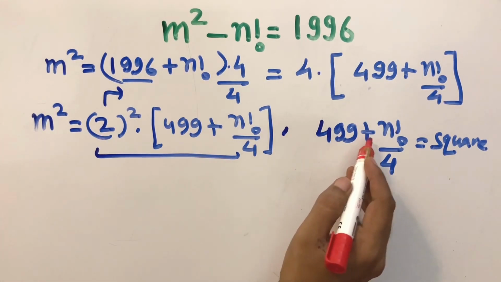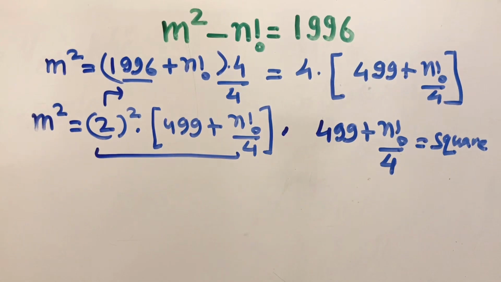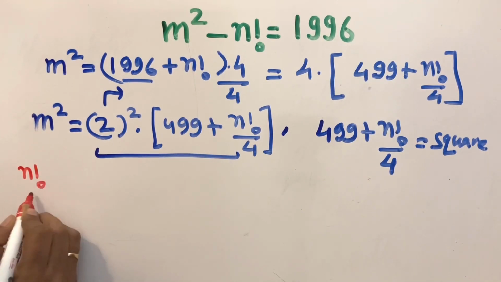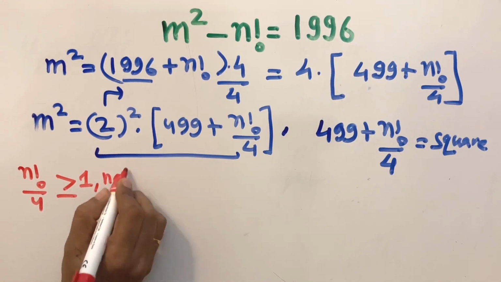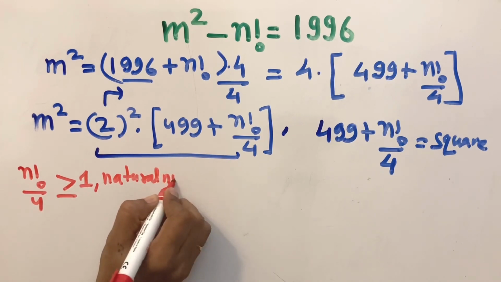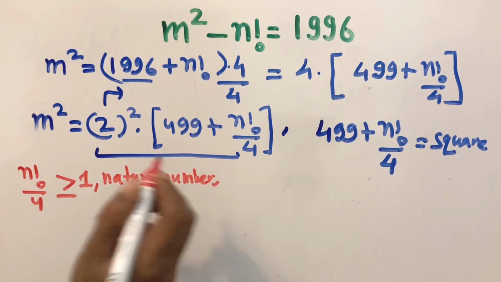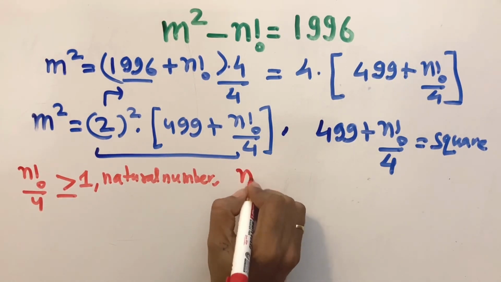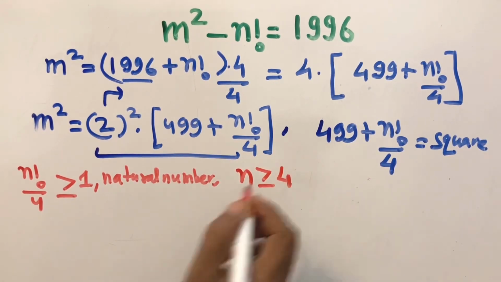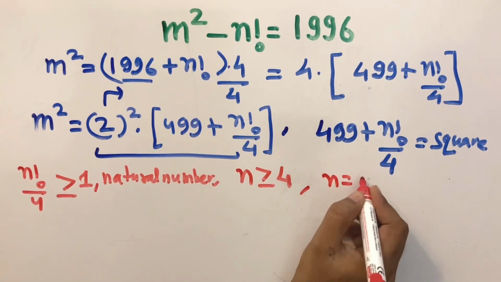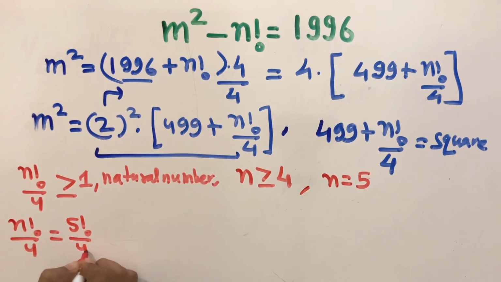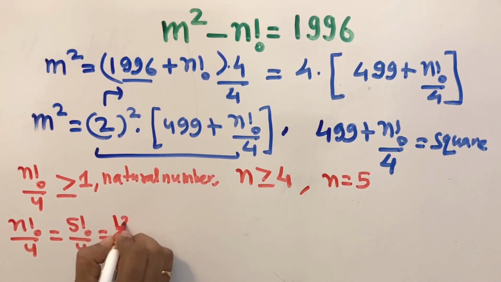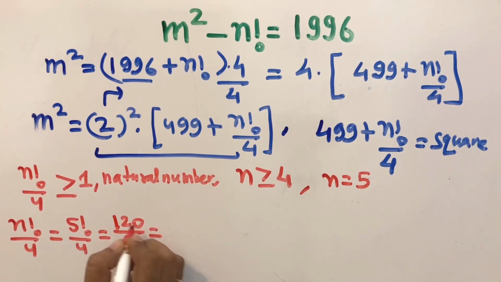Well, 499 plus n factorial divided by 4 can be a square only when n factorial divided by 4 is greater than or equal to 1 and a natural number, which is possible only when n is greater than or equal to 4. Therefore, when n equals 5, n factorial divided by 4 will be equal to 5 factorial divided by 4, and 5 factorial is 120, divided by 4 equals 30.